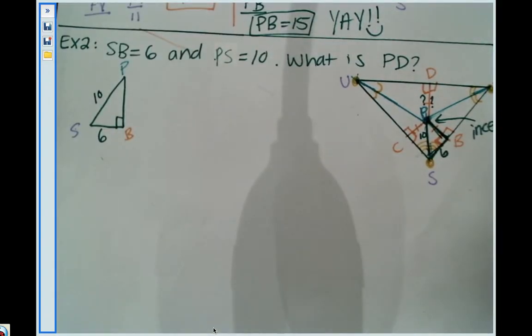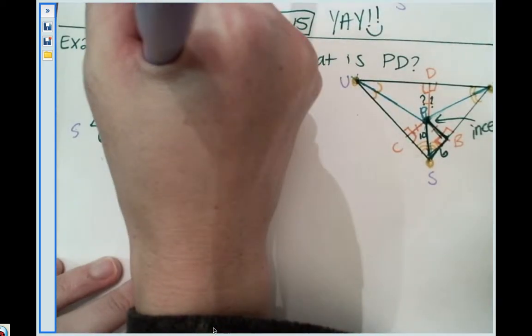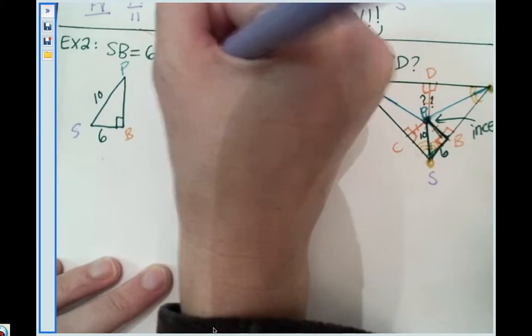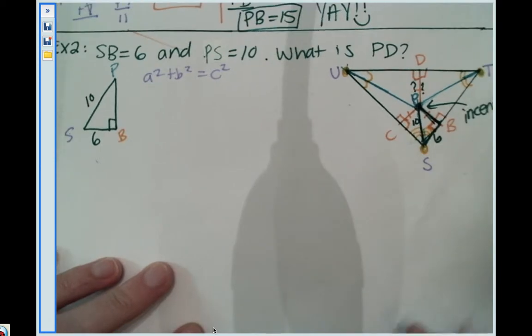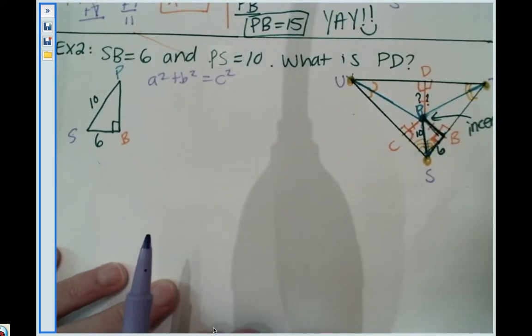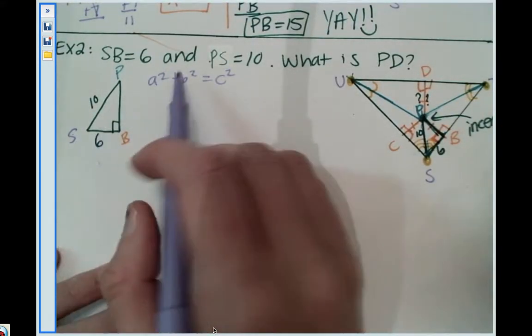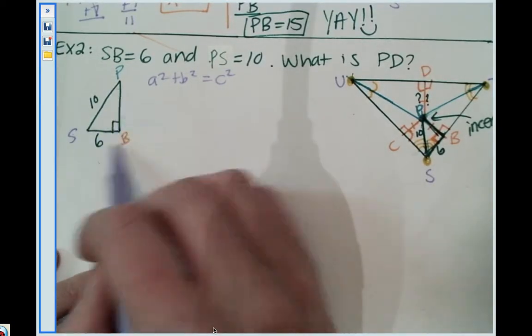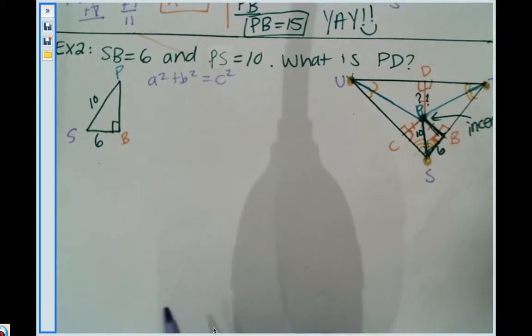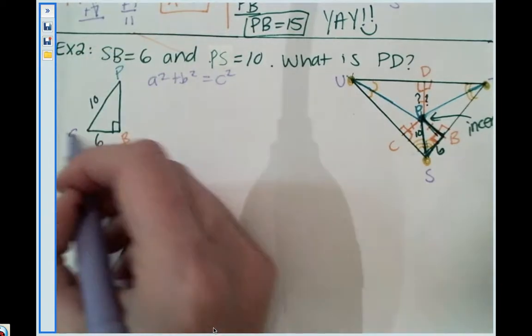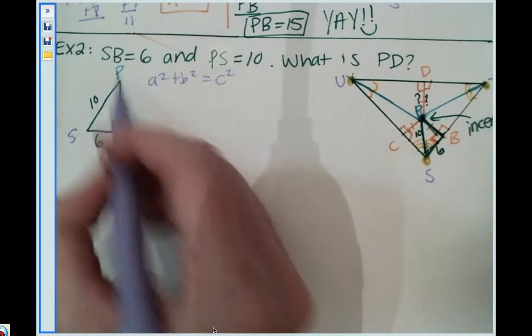All right, what is the Pythagorean theorem? You guys are so smart. It is a squared plus b squared equals c squared, where the a and the b are the sides that form the right angle in the right triangle. So what are two of my sides that form the right angle? Yes, they are. SB is one of the sides and PB is the other.